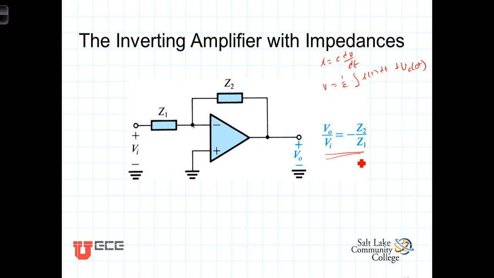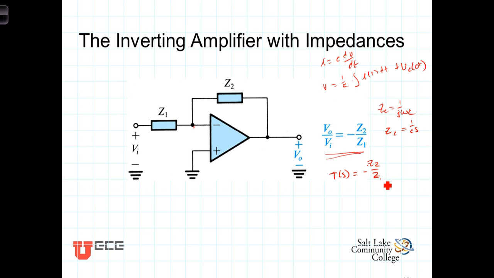Here we note that the impedance of a capacitor, Z_C, is equal to 1 over jωC, or in the Laplace domain, Z_C is equal to 1 over C times s. This gain term now actually becomes the transfer function T(s). T(s) then is equal to negative Z2 over Z1.